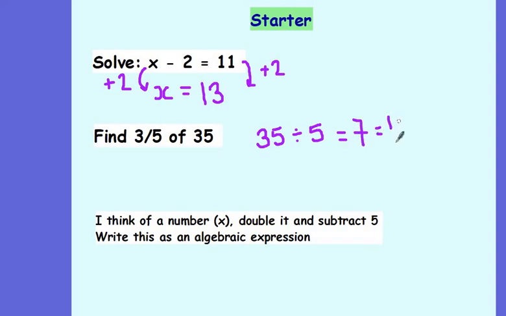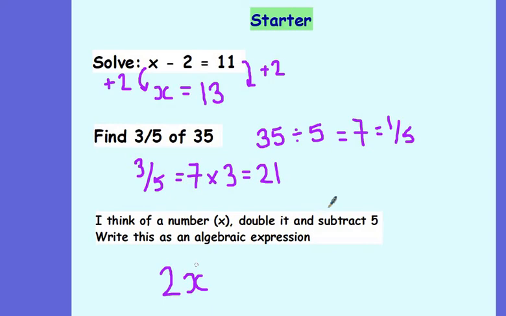But I don't want 1/5, I want 3/5. So 3/5 is 7 times 3, which will give me 21. And my last question, I said I think of a number x. There it is. I double it, so I need to put a 2 in front. And then I subtract 5. So as an algebraic expression, it's going to look like this.